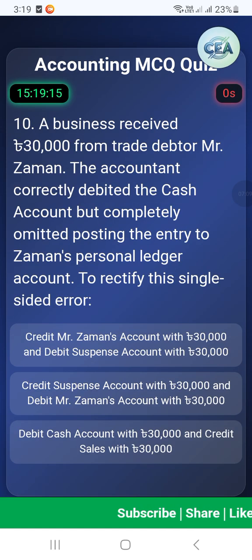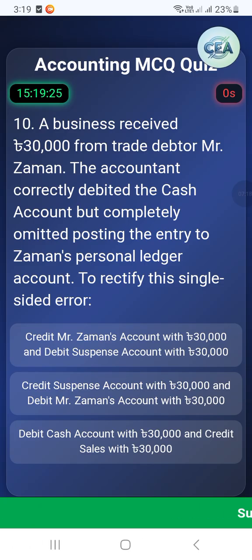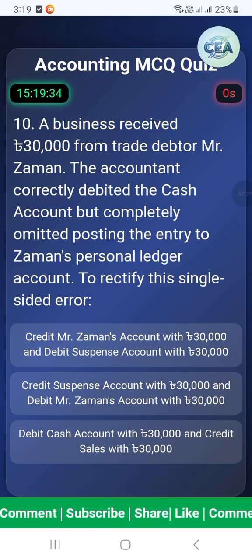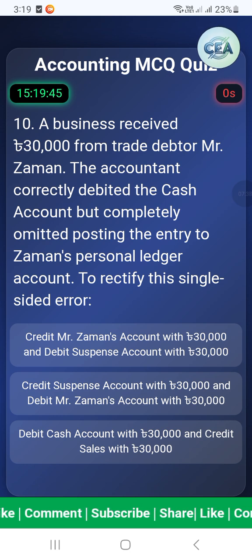10. A business received 30,000 takas from trade debtor Mr. Zaman. The accountant correctly debited the cash account but completely omitted posting the entry to Zaman's personal ledger account. To rectify this single-sided error: Option 1. Credit Mr. Zaman's account with 30,000 takas and debit suspense account with 30,000 takas. Option 2. Credit suspense account with 30,000 takas and debit Mr. Zaman's account with 30,000 takas.